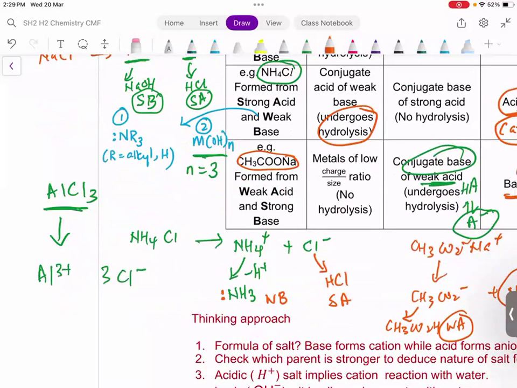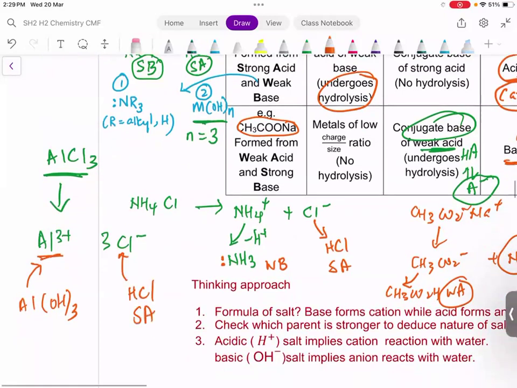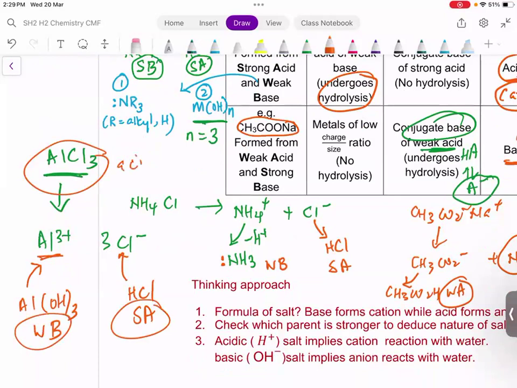So what is this cation, where must it come from? It comes from a base, right? Can you tell me what is the base that forms this cation? Al(OH)3. Then the chloride must come from HCl. So this is your strong acid, and this is your weak base. So weak base, strong acid as parents. This is an acidic salt. That's why the cation undergoes hydrolysis to release H+. This is what you have learned under chemical periodicity.